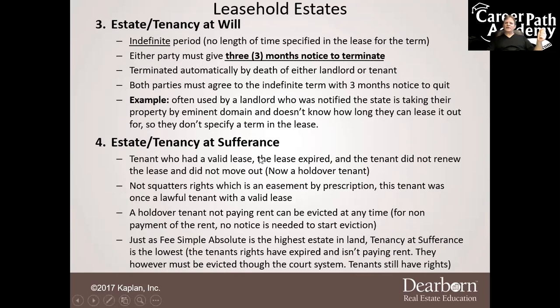And then lastly, an estate or tenancy at sufferance is basically when a tenant lawfully came into possession of those premises because they had a valid lease at some point in time. This is not squatters. This is when a tenant had a valid lease, their lease expired, and the tenant did not renew that lease, and they did not move out. They're now a holdover tenant. This is not squatters' rights, which would be an easement by prescription that they were trying to get. A holdover tenant is not paying rent and can be evicted at any time for non-payment of that rent. So no notice is needed by the landlord before they start the eviction process.